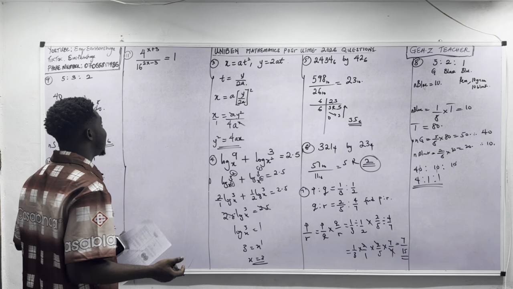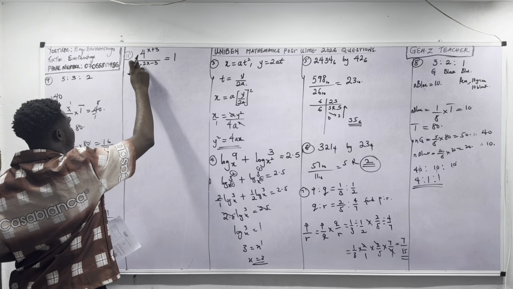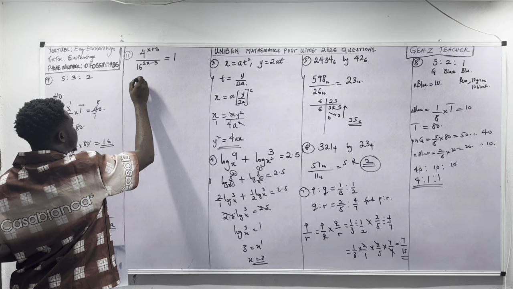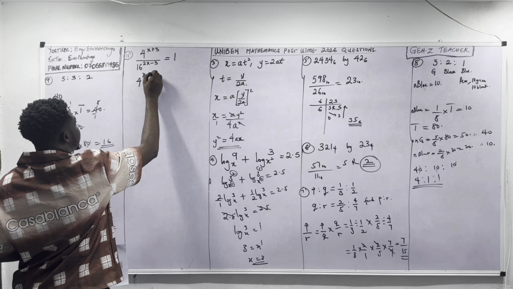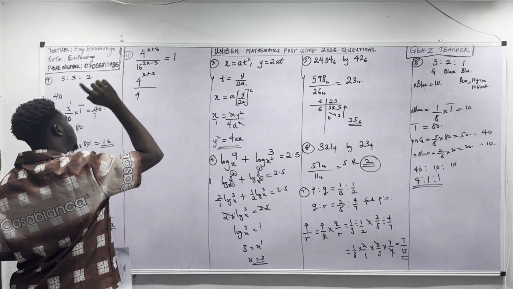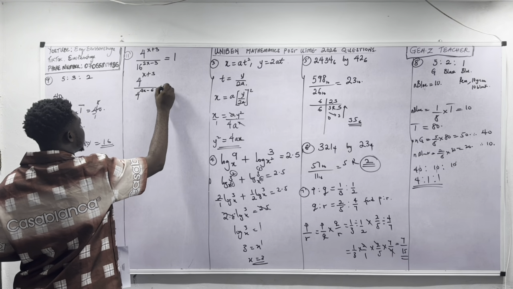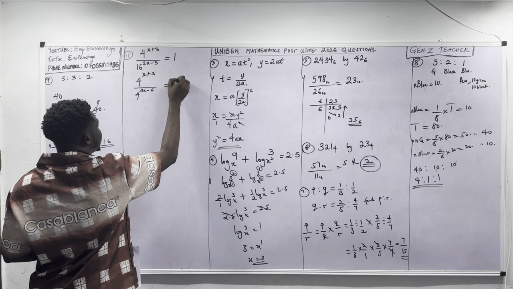Number 11 says, if 4 raised to the power x plus 3 divided by 16 raised to the power 2x minus 3 equals 1, find x. Now quickly, we're going to make sure the bases are the same. So we already have 4 here. We can also have a 4 here. So basically, the top remains as 4 to the x plus 3, and now 16 is 4 squared. So we're going to have 4 raised to the power, the 2 will now times the power here. So you have 4 to the 4x minus 6, all equal to 1, and we all know 1 is 4 raised to the power 0 basically.